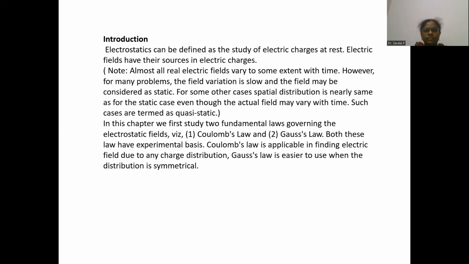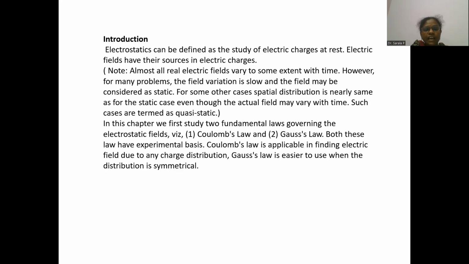So, here the electromagnetic fields consist of both electrostatics as well as magnetostatics. Electrostatics can be defined as the study of electrical charges, and magnetostatics is the study of magnetics. Okay, so here we are going to see the two fundamental laws which are governing electrostatics.